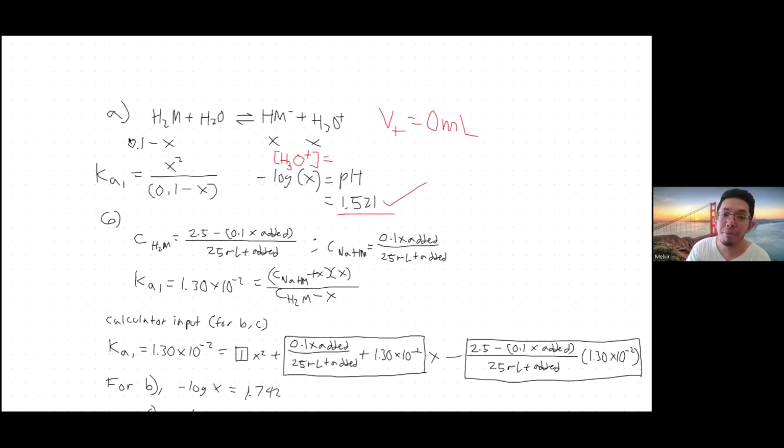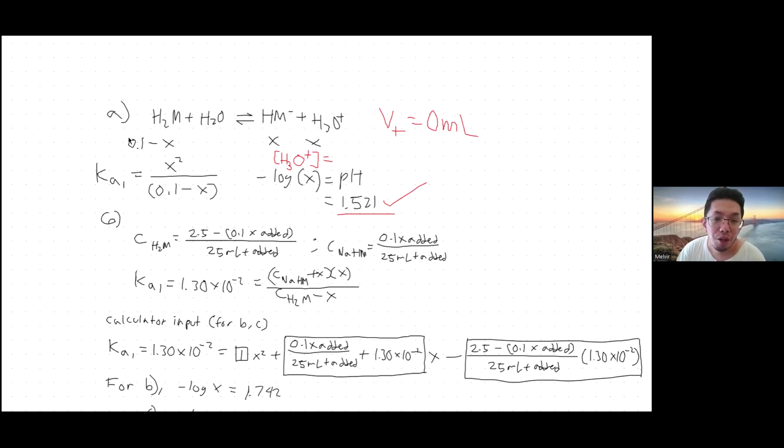So, this letter A is easy, right? Because we only have one equilibrium here, or only one system that we're considering. It's the Ka1, the first dissociation only. Though we have the second dissociation, the HM minus, the Ka values have quite a big difference. We can assume the first dissociation reaction will be the dominant reaction. That's why we used Ka1.